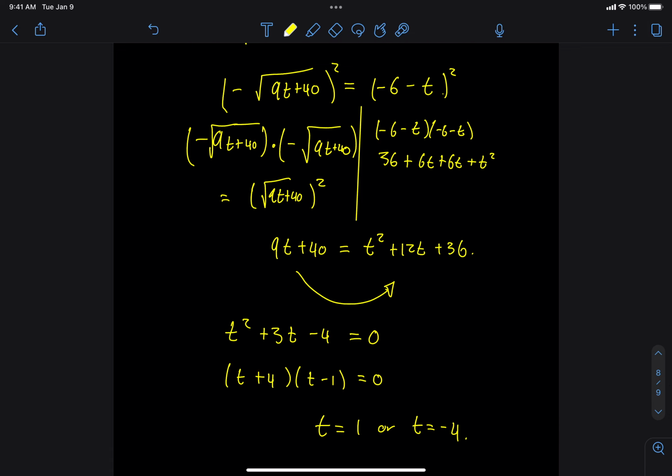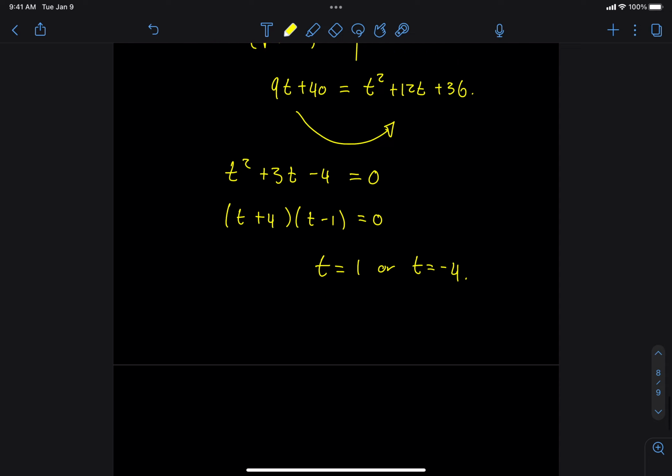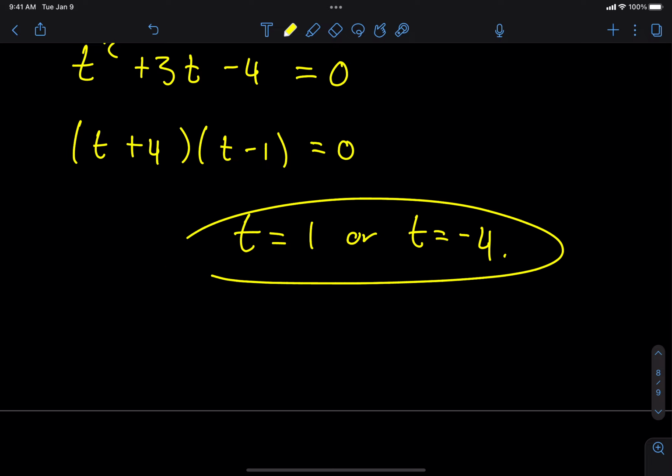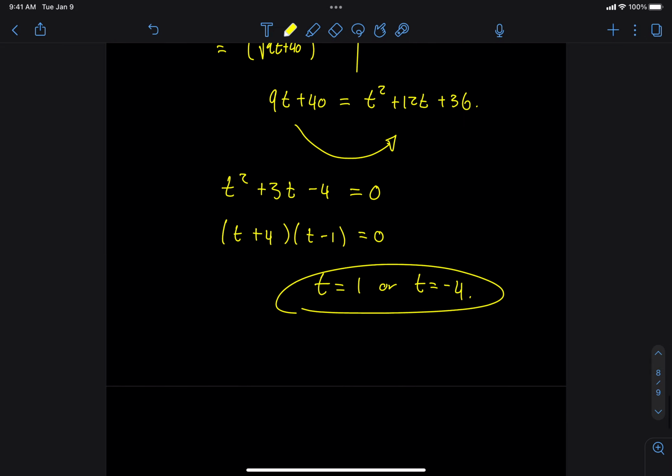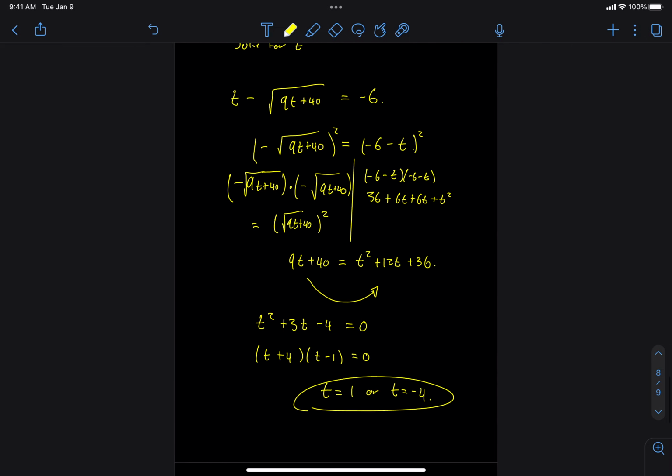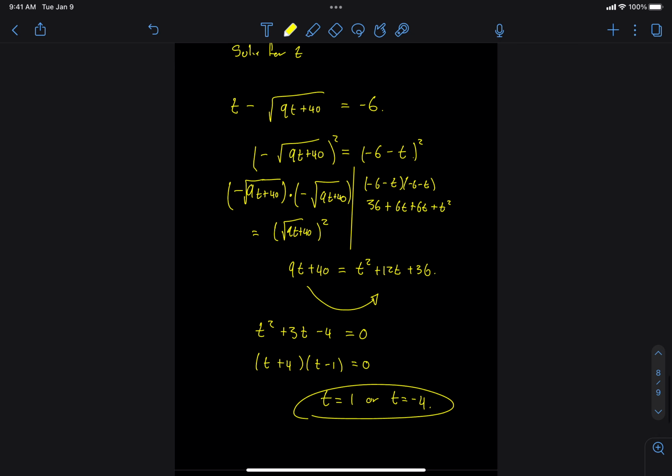Let's see, we square both sides, we get 9t plus 40 equals 36 plus 6t plus 6t, that's t squared plus 12t plus 36. We subtract 9t from the right-hand side, we get 3t, we subtract 40 from the right-hand side. Yeah, this should be correct. Okay, so that's how we solve this equation involving a radical.